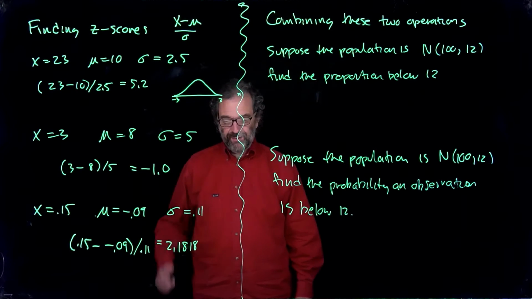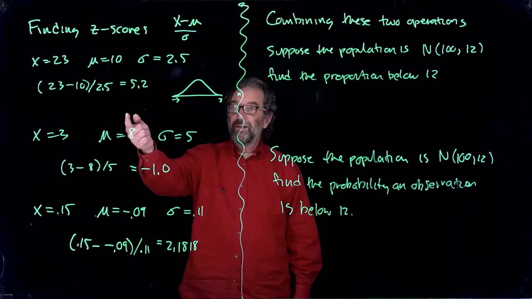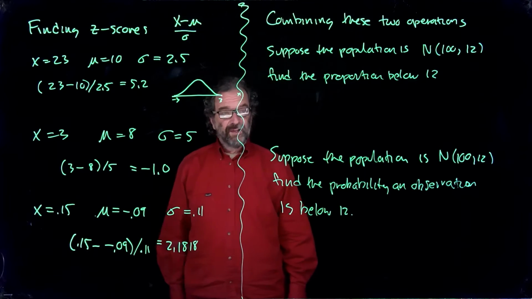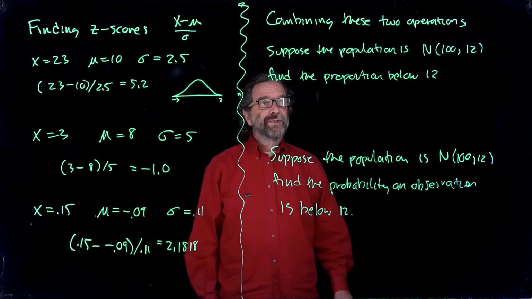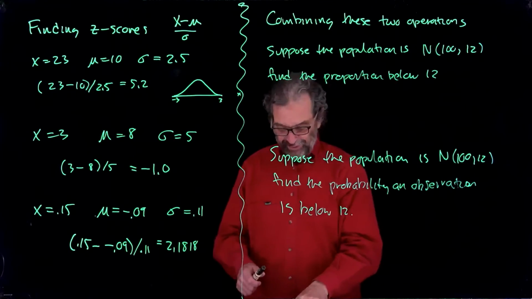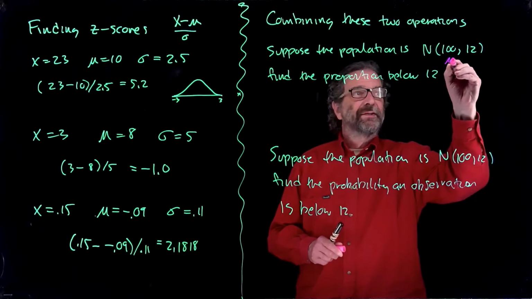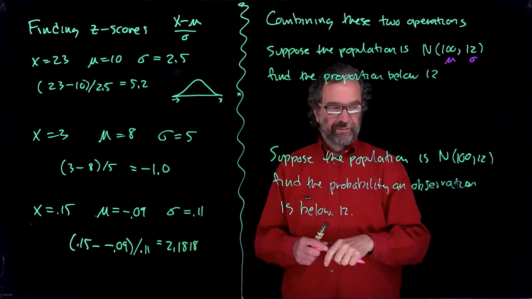So now we know what to do with these z-scores once we get them using the tables. We know how to compute z-scores from data and mean and standard deviation. Now we're going to combine those operations to answer these two questions. Suppose the population is normal with mean 100, and sigma is 12. Find the proportion below 12.